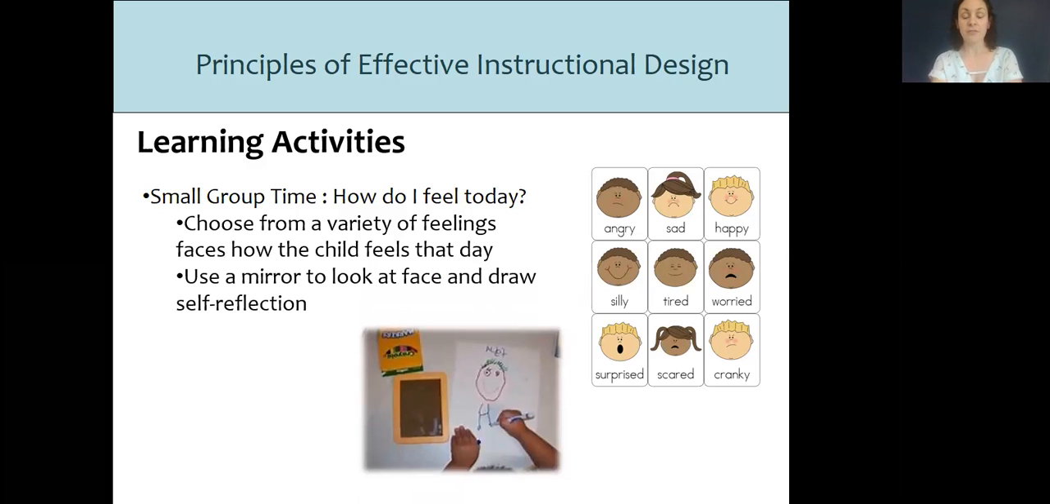Then the children, after they've thought about how they're feeling today, we're going to use little mirrors, and they're going to look at their faces in the mirror, and then they're going to practice drawing their own self-reflection. Okay, so this is an activity that is encompassing multiple different domains of development as well. We're not only thinking cognitively and emotionally about how we're feeling and what circumstances make us have certain feelings, but now they're going to try to draw it, which means they're going to be using fine motor skills, hand-eye coordination.